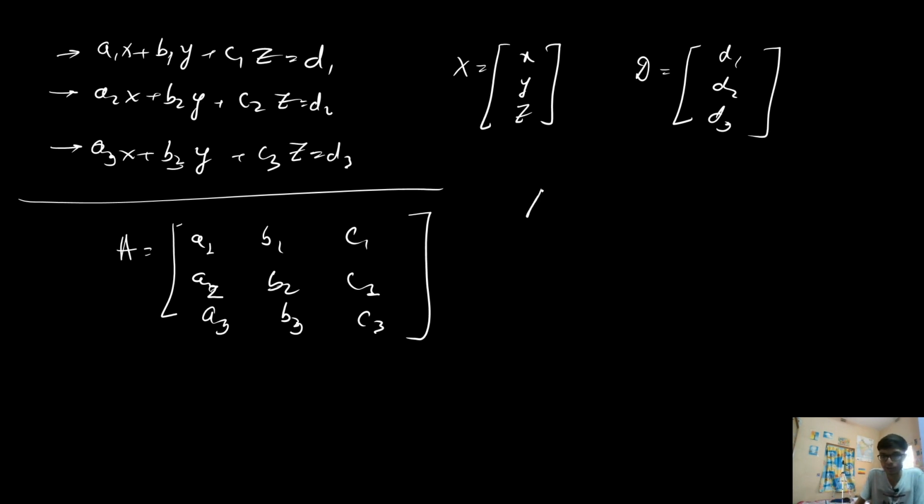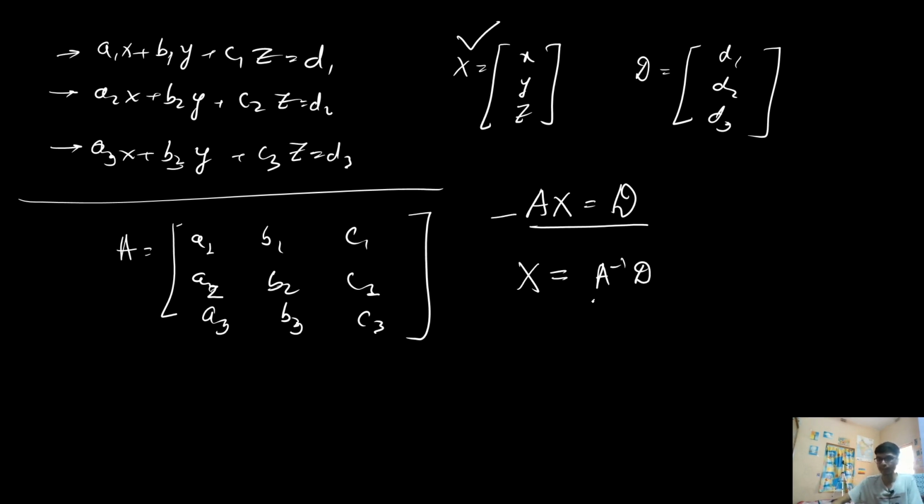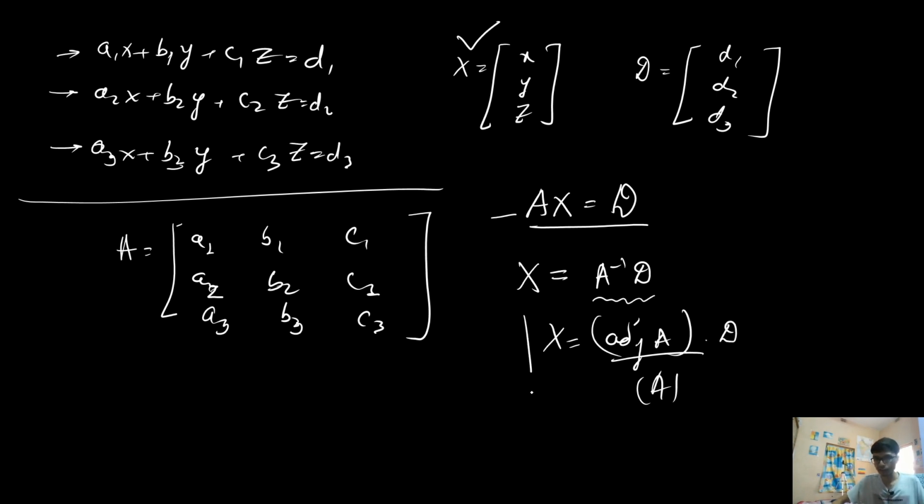Now this particular relation gives me the matrix equation, that is AX is equal to D. Now from here we need to calculate and get the value of this unknown variable matrix. So we can write this matrix X as A inverse into D. If we pre-multiply A inverse to both the sides, we can write X equals A inverse into D. So from here I can write X as adjoint of A divided by determinant of A, multiplied into D. So from here we actually get the result of this unknown variable matrix.